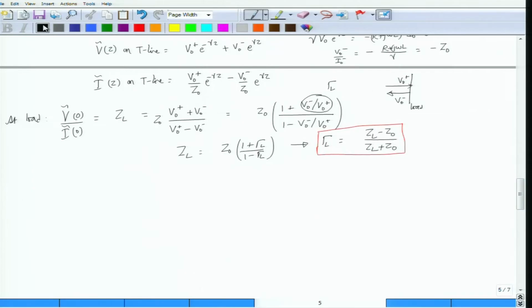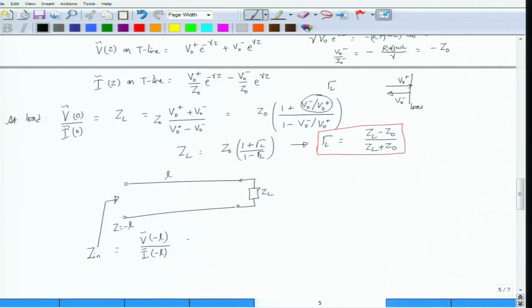Now, we might also be interested in something that happens over here. Let us say this is the load that we have connected, and this is the transmission line of length L that I have. So, z equal to minus L corresponds to the input terminals of the transmission line. At the input terminals of the transmission line, what is the impedance Zin? This impedance Zin, seen looking into the input terminals of the transmission line, should clearly be the ratio of the voltage at the source side, or at the input terminals, to the current at the input terminals.